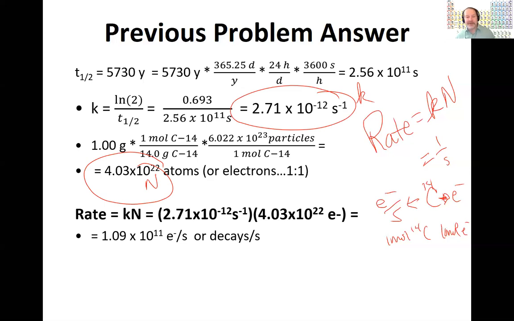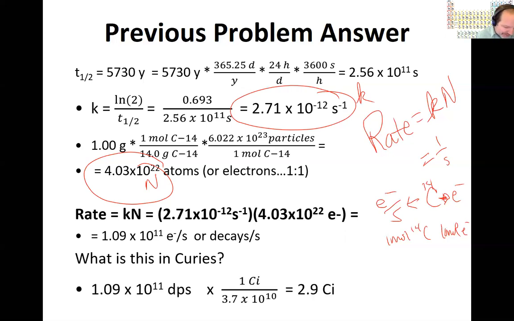That's a big number, so we could use the Curies to help us out. How do we do that? If there are 1.09 times 10 to the 11 decays per second, electrons per second, these are all the same thing, then 1 Curie is 3.7 times 10 to the 10. This turns out to be 2.9 Curies. All right, let's go work a couple more problems.